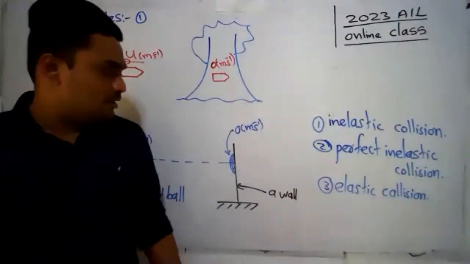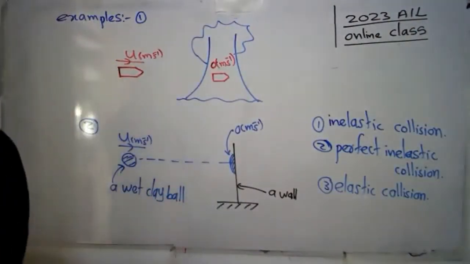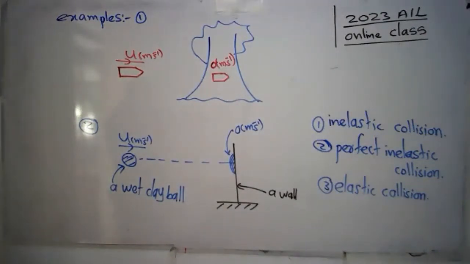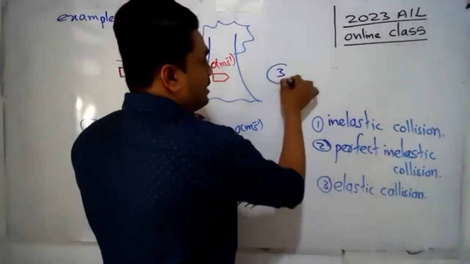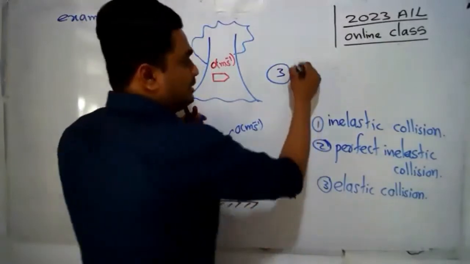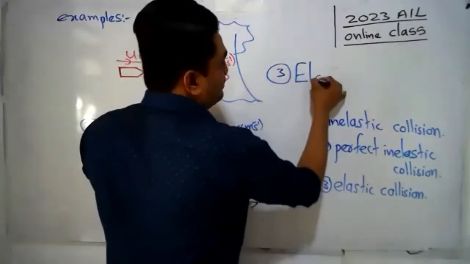Okay, I think you have drawn the figure. So we have completed two of the collisions in the universe. I'm going to describe the third kind of collisions in the universe. So please write, put number 3 and write the third subheading, elastic collision.